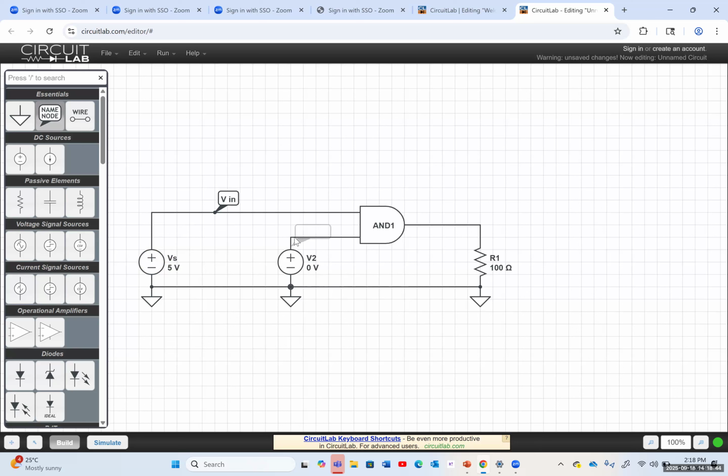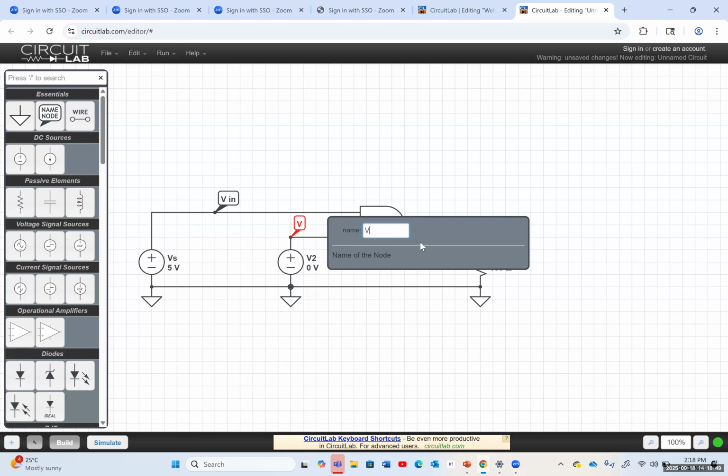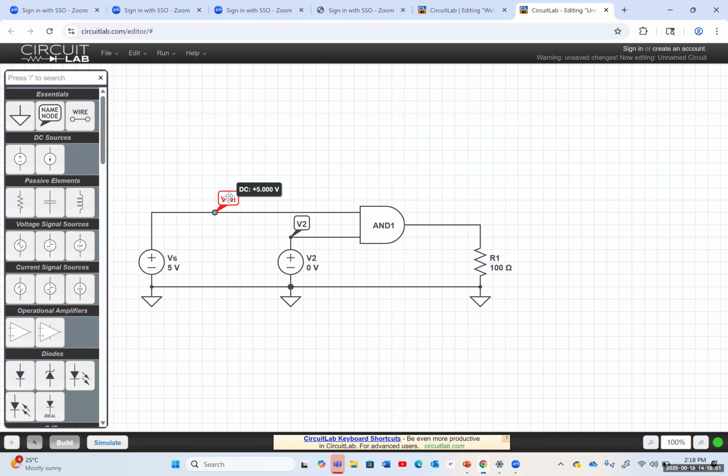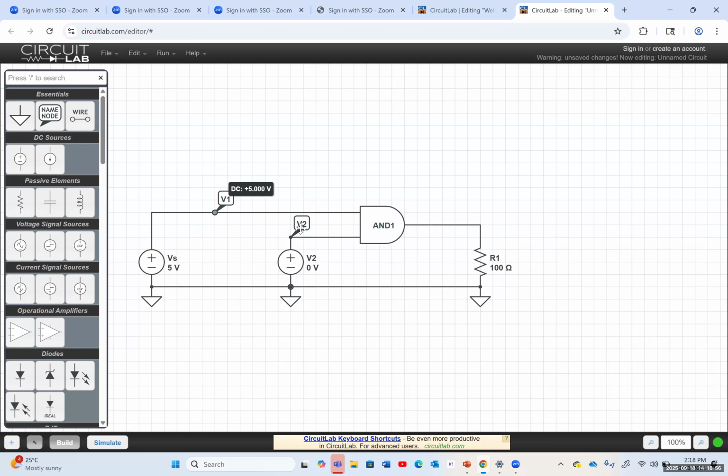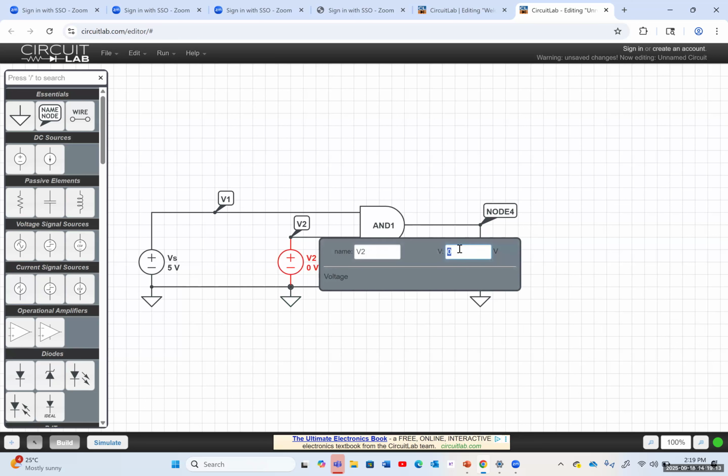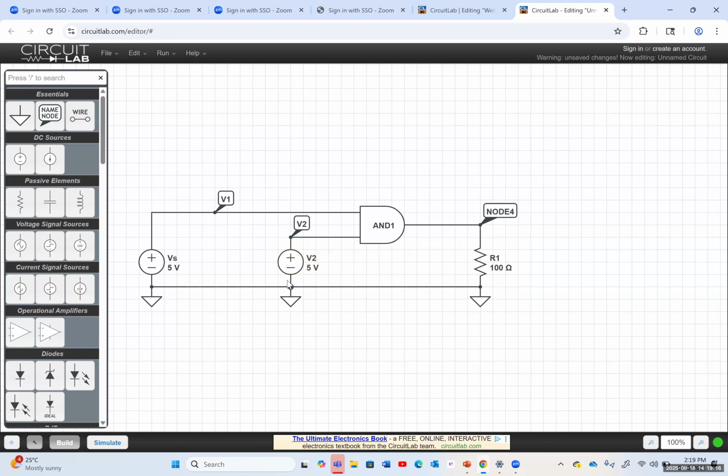Now we need another input. I'm going to call this V2, and this one would be V1. So V1 is 5 volts, V2 is 0 volts. And now you can add the output node, and you can see that V output is 0 volts as well. I give it 1, 0, the result is 0. If I change this to, let's say, 5 volts, then I have 1, 1, and the output would be 1.